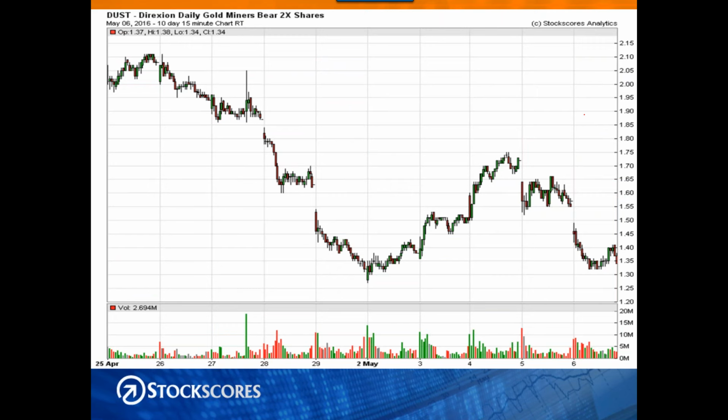This is a chart of an ETF that goes up when the gold mining stocks go down. The symbol is DUST. It's one that I traded last week. When the gold mining stocks go down, which they did at the start of last week, this goes up. And you can see here, it went up on the 2nd of May, starting Monday. It was at $1.30 right there. I bought it, I think, at $1.36, and it did a nice little 2-day run.